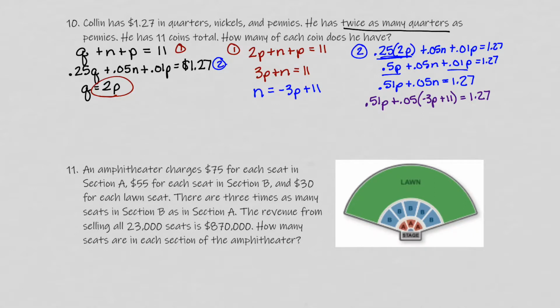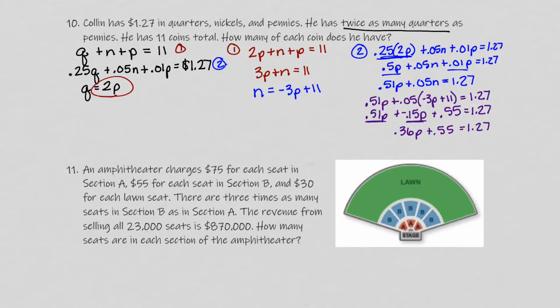Let's distribute and get things simplified. So 0.51P plus negative 0.15P plus 0.55 equals 1.27. I got some like terms here. Let's add those up: 0.51 minus 0.15. So I get 0.36P plus 0.55 equals 1.27.